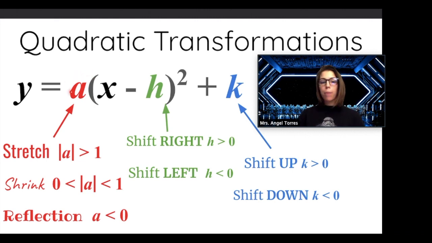Multiplying a graph by a value will either stretch, shrink, or reflect it, depending on that value of a. Whatever's inside of the parentheses will shift it left or right, and it's all dependent on what value of x will make that 0. And then finally, whatever you're adding on to the end will either shift your graph up or down that number of units.